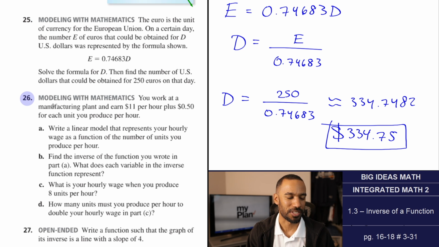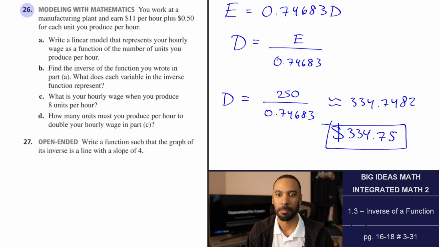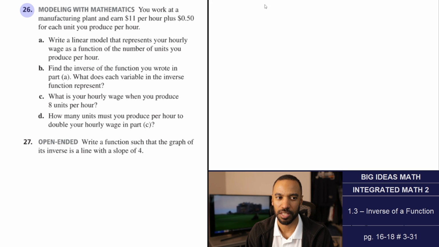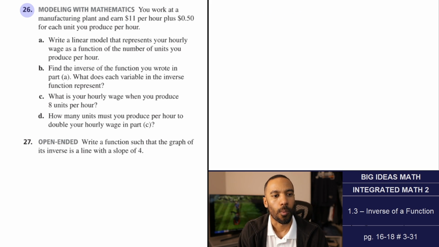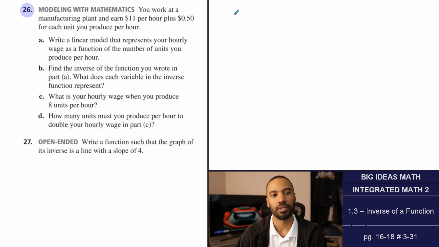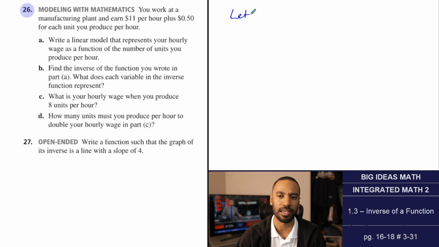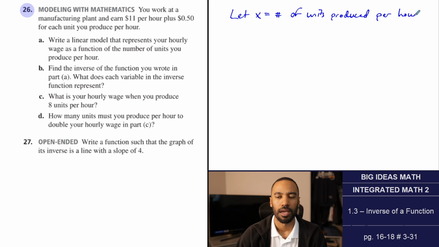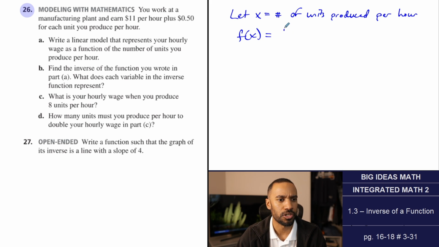Number 26. All right, modeling with mathematics. You work at a manufacturing plant and earn $11 per hour plus 50 cents for each unit you produce per hour. Write a linear model that represents your hourly wage as a function of the number of units you produce per hour. Okay, so let's use x and f of x, because it's going to be a function of something. So we'll let x equal the number of units produced in an hour, per hour. And then f of x equals total amount earned, hourly wage in dollars.